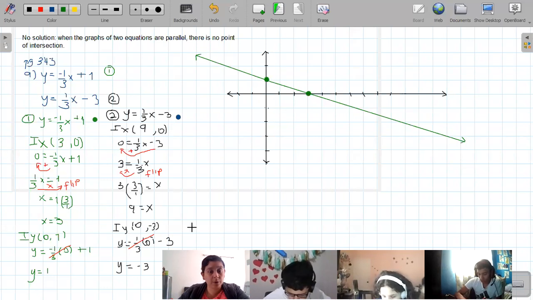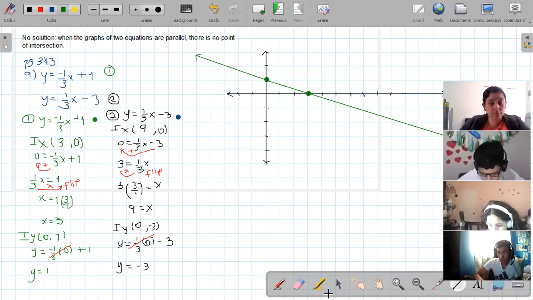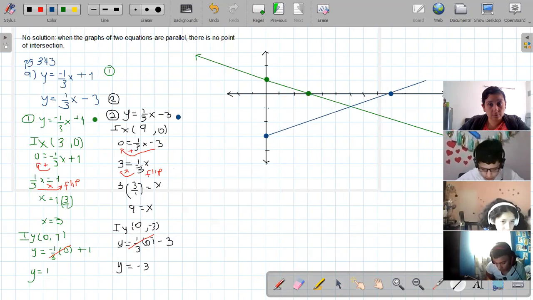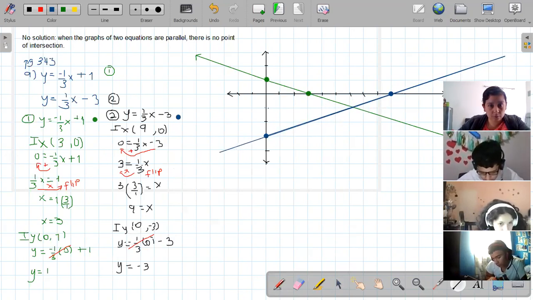Now I'm going to graph the blue one. It says 9, 0, so it's over here. And 0, -3: -1, -2, -3. I connect those two with a straight line passing through the center of them. And I extend it a little bit more. And I draw my arrowheads.